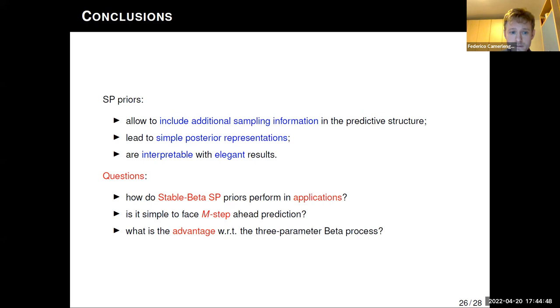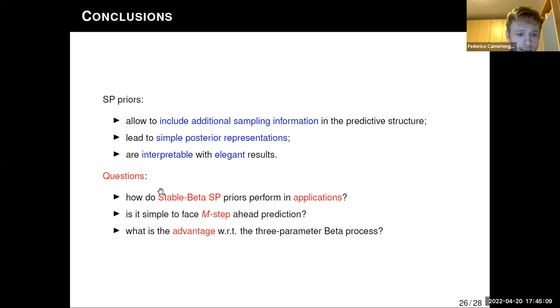All the posterior representations are simple and you get interpretability of all the results, of all the parameters and so on. And the results are also elegant from a mathematical viewpoint. So there are some open questions that Lorenzo is going to address.